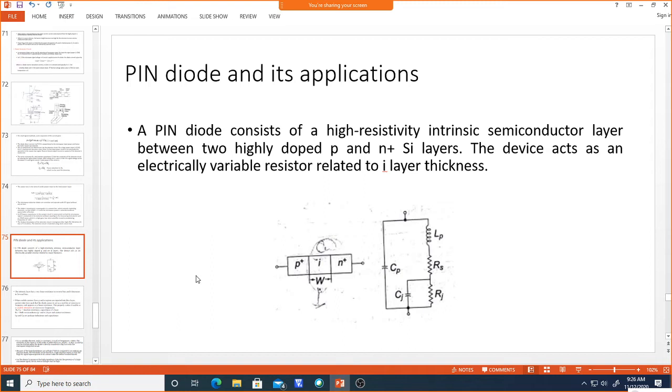Now coming to the PIN diode and its application. This is the P junction and N junction. In between there is a junction, so that's why it is called the PIN.